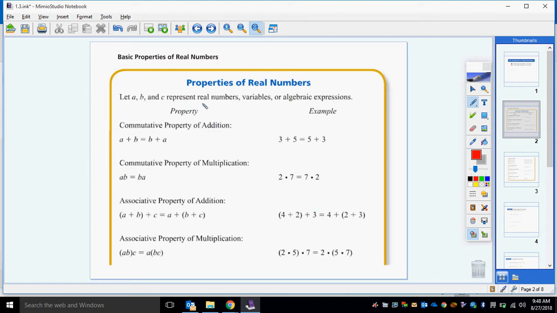So A, B, and C are any real numbers. They could also be variables or they could be algebraic expressions. A type of algebraic expression could be like 4x minus 1, so variables and numbers.